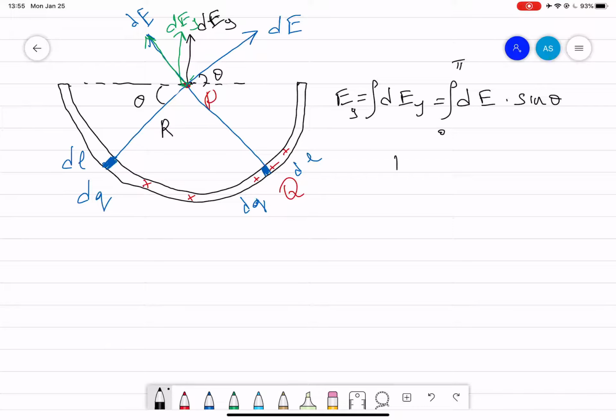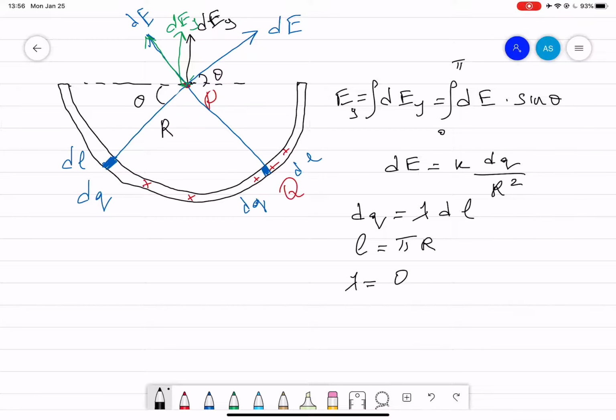Now our dE is equal to what? dE is equal to k dq over r squared, right? Now dq is equal to lambda dl, right? Then we know that since it's a semicircle, instead of 2 pi r, L is just pi r. Then we know that lambda is equal to total charge divided by the total length of the semicircle, or dq over dl.